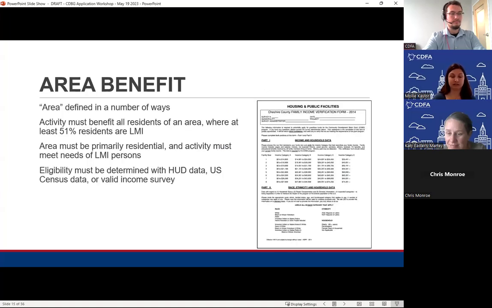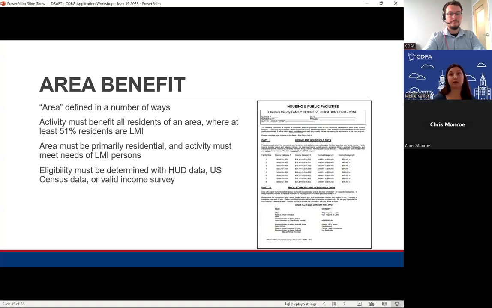The first slide here talks about area benefit. In order for a grant application to be considered under the area benefit category, the following conditions must apply. The benefit must be available to all residents of the project area, and the project area must primarily be residential in character. So again, that's important. It can't be used in a commercial or a downtown area unless it is predominantly residential. At least 51% of the beneficiaries in the project area must be low to moderate income. And again, that's meeting the HUD definition of low to moderate income.